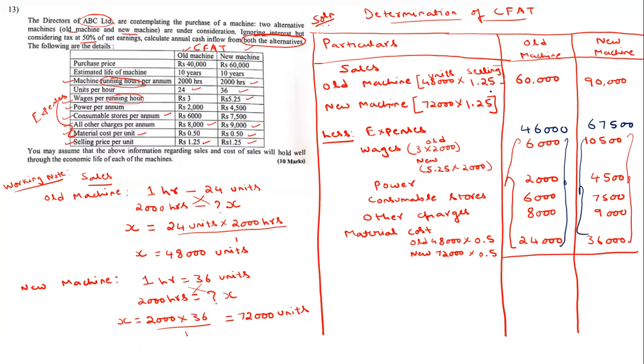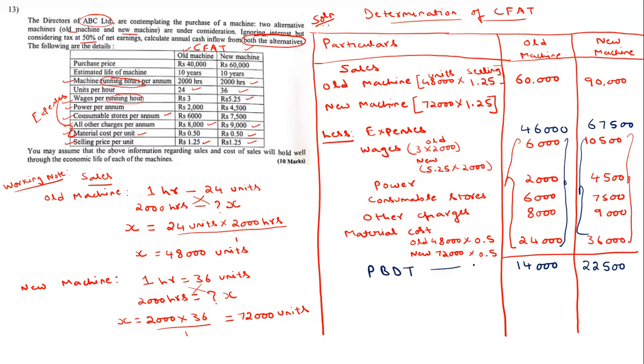Therefore now 60,000 minus 46,000 happens to be 14,000. And 90,000 minus 67,500 happens to be 22,500. When you are solving this problem with me while watching this video, I would recommend you to pause every now and then and do the same kind of calculation so that you will understand very easily. Now, what is this 14,000 and 22,500? It is profits before depreciation and tax.